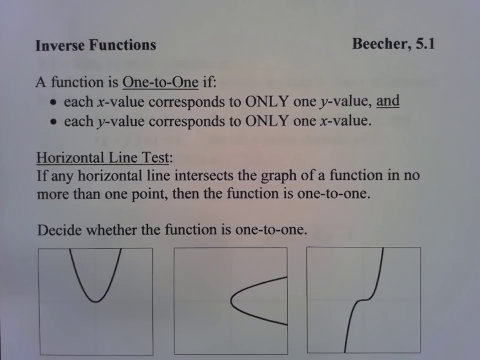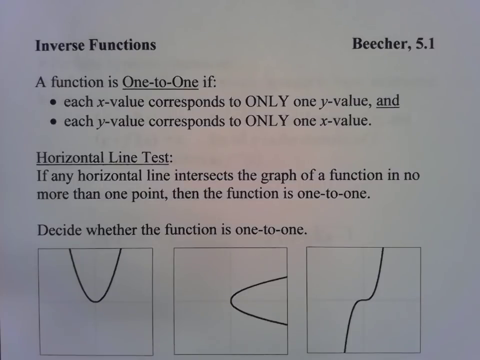Talk about inverse functions. Before we can talk about inverse functions, we have to talk about what it means for a function to be one-to-one. A function is one-to-one if each x value corresponds to only one y value and each y value corresponds to only one x value. We already have a criteria for a relationship to be a function, right? Each x corresponds to only one y, but now we're adding the criteria in the other direction that says that each y must also correspond to only one x.